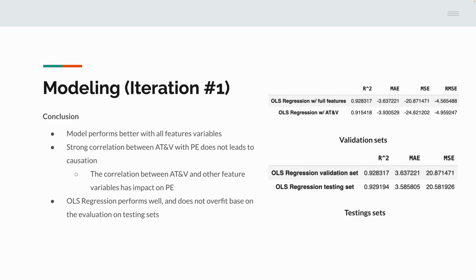The performance of the OLS regression model in the testing sets indicates that it performs better when using all data as features compared to using only AT and V as feature variables. This suggests that a strong correlation between AT, V and the target variable PE does not necessarily lead to causation. This might be because there is a moderate correlation between other variables and AT and V. Furthermore, by assessing the performance of the OLS model on the testing sets, we find that the OLS regression model is stable and does not exhibit overfitting.